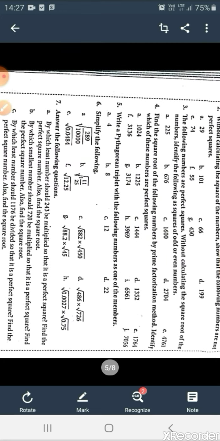So 225 is an odd number, so its square will be odd. So the answer of 3A is odd. B, 676 is even, so the answer is even. C, 1600 is an even number, so the square will be even.